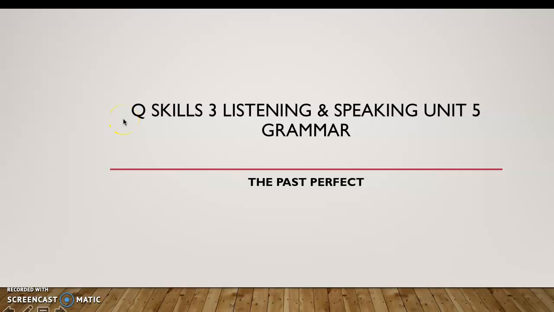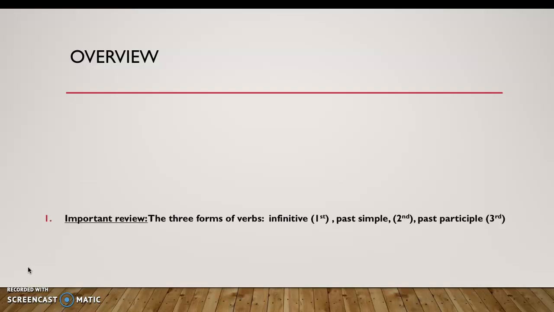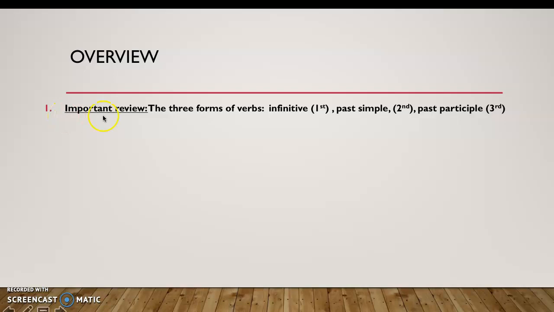Hello. Today we're going to look at the grammar for Q Skills 3 Listening and Speaking Unit 5. The name of the grammar we're going to look at today is called the past perfect. This is what we're going to study together, but first we're going to start with a very important review. The three forms of verbs: the infinitive or the first form, the past simple or the second form, and the past participle or the third form. This is the one you're really going to need.